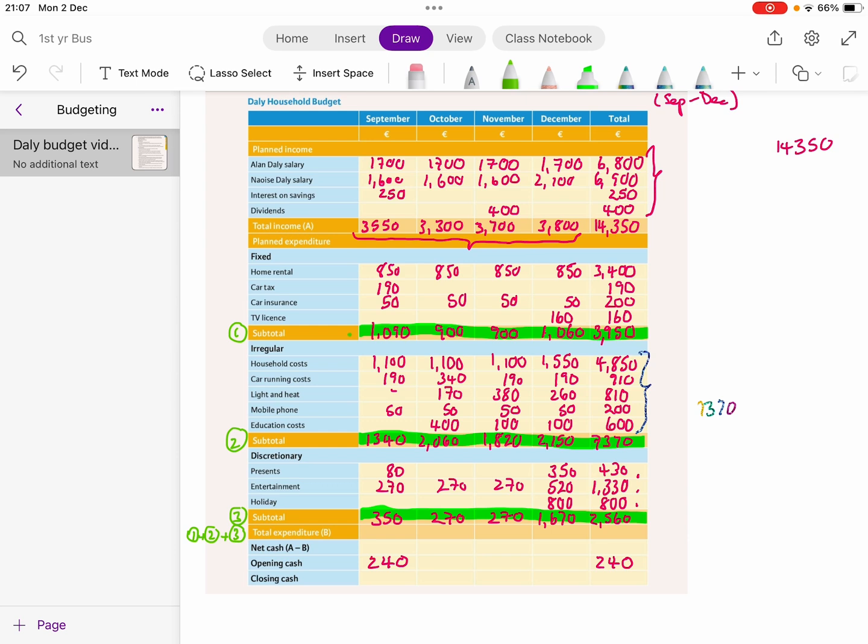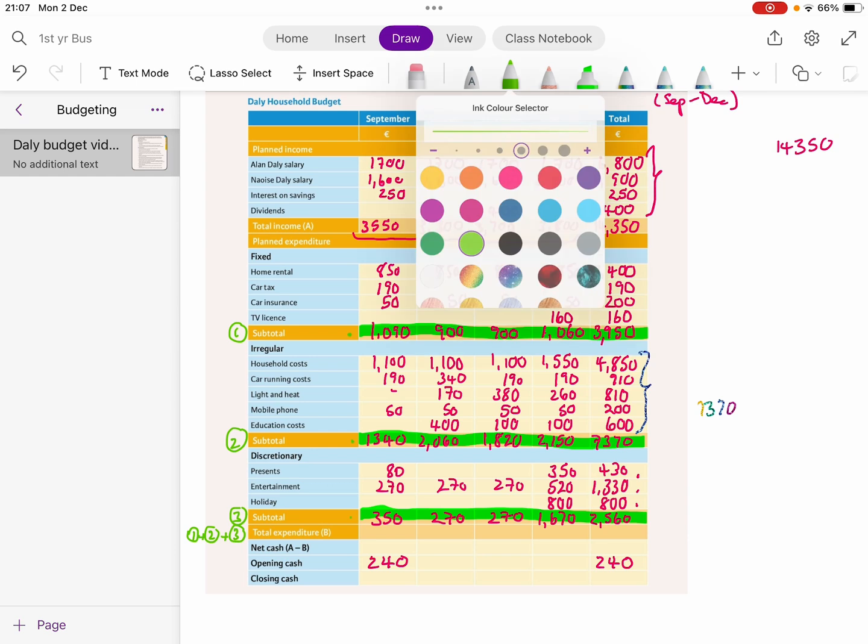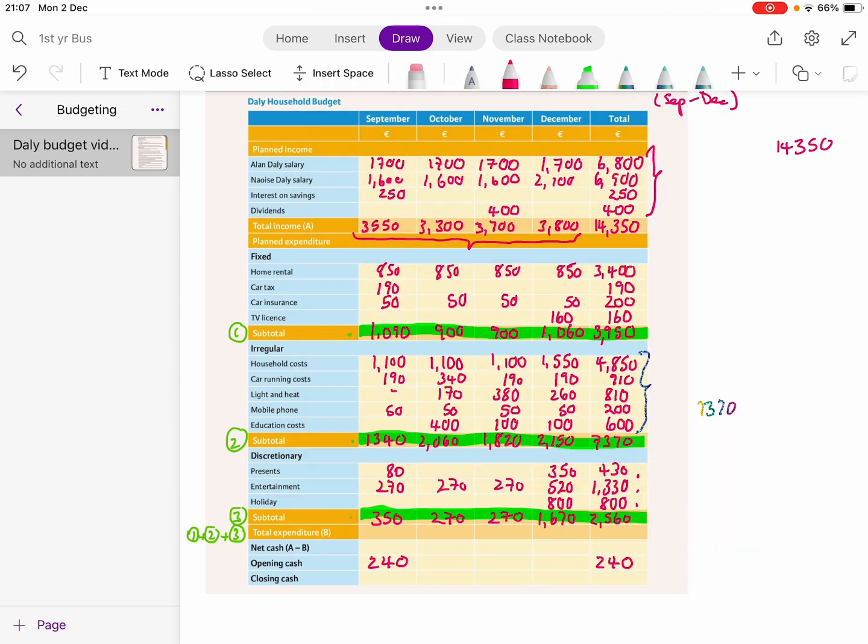And I'm going to add on my 1,340, and now I'm going to add on my 350 here, and I end up with a figure of 2,780. I move on to October and I'm going to take my €900 again here, girls. I'm going to add my 2,060 and I'm going to add my 270. And that gives me a figure of 3,230.